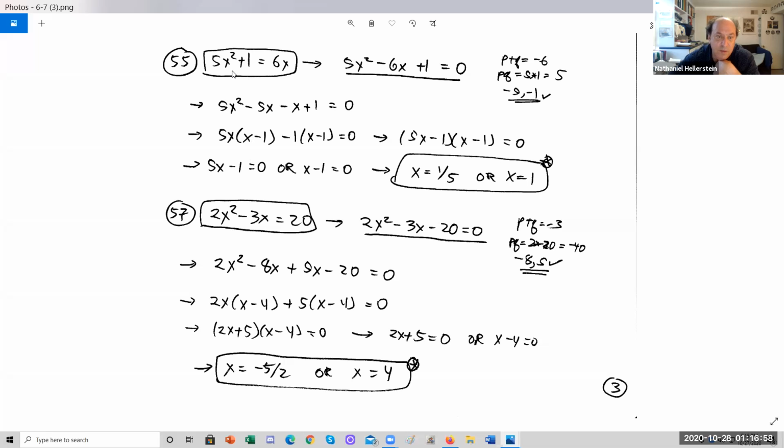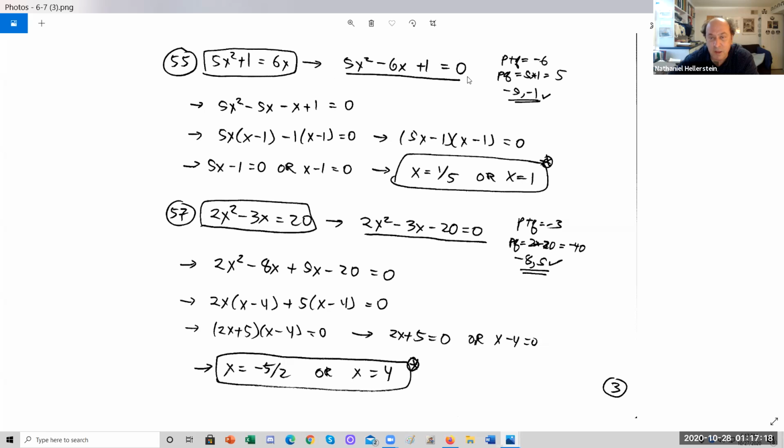Now here we have to do a little bit of manipulating. In fact, we have to put it in the right form. Here, the left side is certainly not terribly factorable, and also it's not in the form of something equals 0. So we fix that by moving the 6x to the left. So we have 5x squared minus 6x plus 1 equals 0.